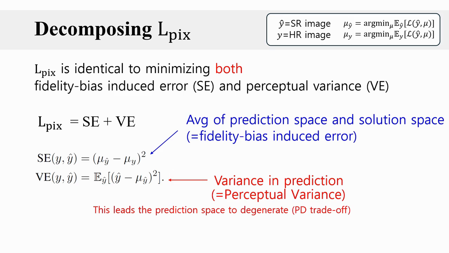Here, I don't want to go into the details of complicated math, but note that LPIX is basically MLE as in the upper right corner, and this can be divided into two terms, which are exactly the terms we defined in the previous slide, the SE term and the VE term. This means that LPIX can be understood as minimizing both SE and VE. Since we have discussed that VE reduction leads to blur, we have now narrowed down which factor of LPIX specifically leads to blur.